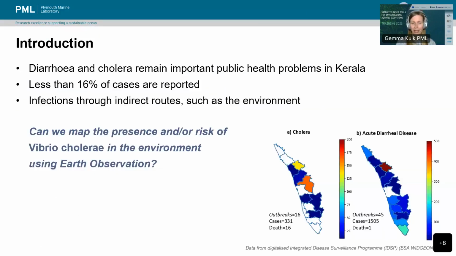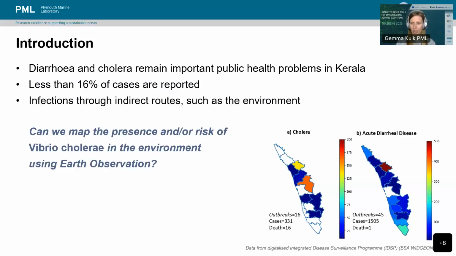As I mentioned early on in my lecture, waterborne diseases are endemic in the Lake Vembanad region, and both diarrhea and cholera remain important public health problems in Kerala. Public health data shows at least 2 outbreaks per year in the past decade, but we also know from World Health Organization reports that less than 16% of cases are reported in India.